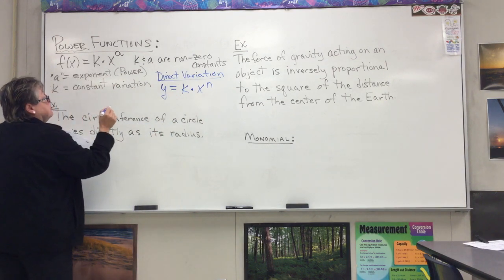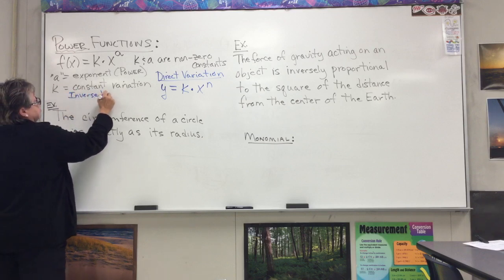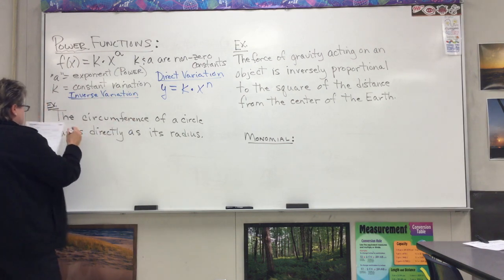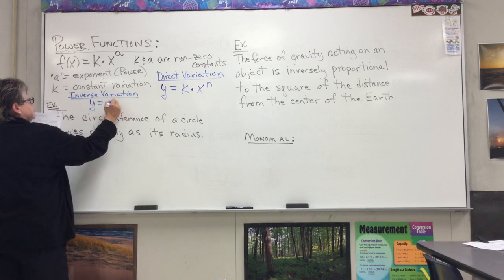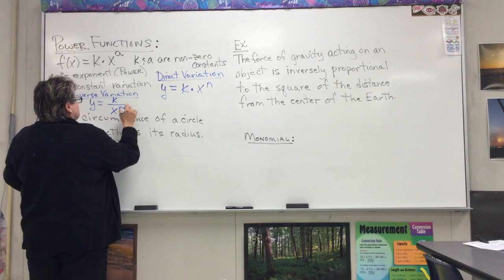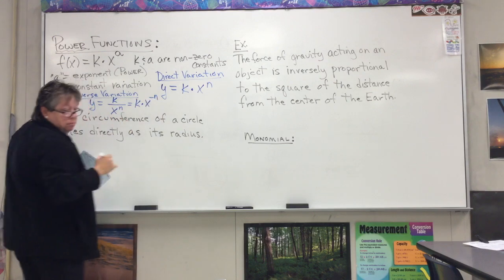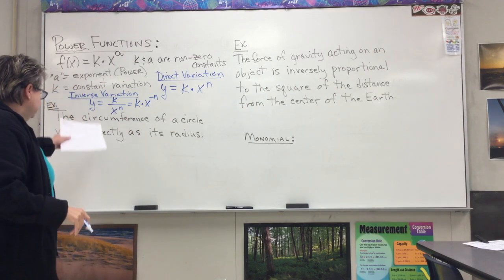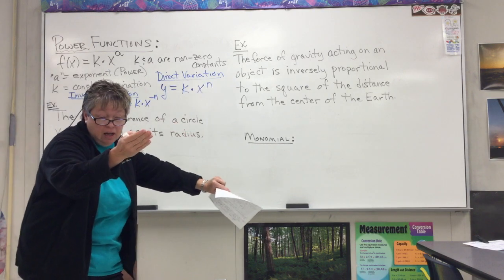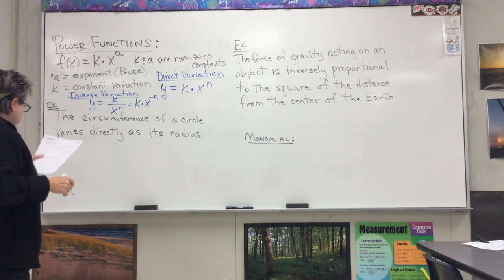The other type of variation is known as inverse variation. y equals k over x to the n, or you may see it written as k times x to the negative n if we bring up that denominator. This one would be something like maybe the faster you drive your car, the less gas you're going to have. So as one thing goes up, the y value goes down.